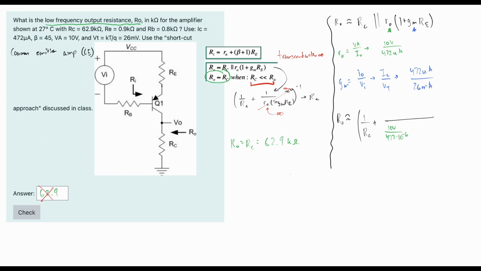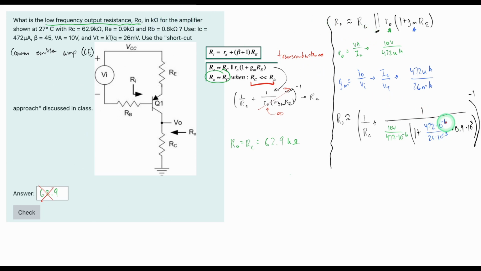And then we have a multiply because we have this parentheses right here. Parentheses 1 plus our GM. And our GM here is 472 times 10 to the negative 6th divided by 26 times 10 to the negative 3. And now we have our RE, and our RE here is given to us as 0.9 times 10 cubed, and that's going to end that parenthesis, and this is all underneath 1, and this is all being raised to the negative first power, because that is how we would deal with parallel.